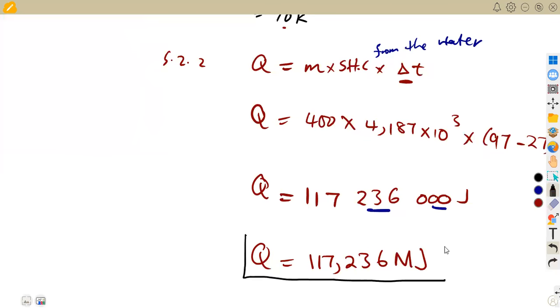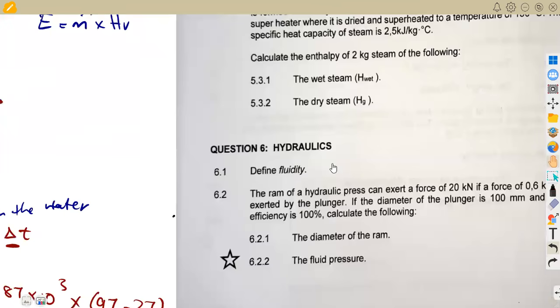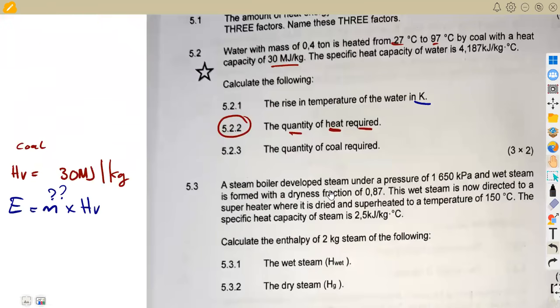We are going to have this in what? In megajoules. Or we can have it in kilojoules, which is going to be a bigger value. So it's better for you to work with a smaller value here. So that's 117,236 megajoules. That is the heat transferred, or the heat that is required.